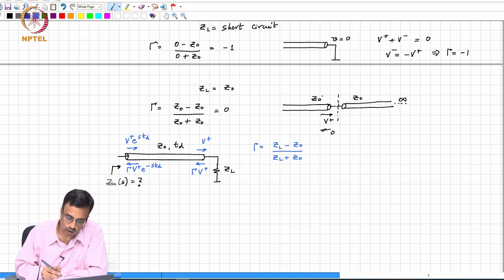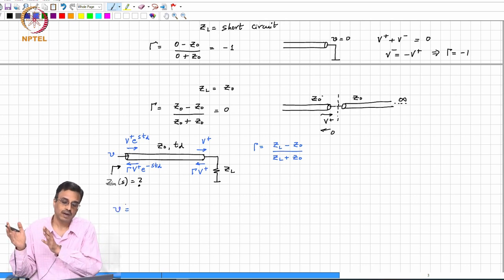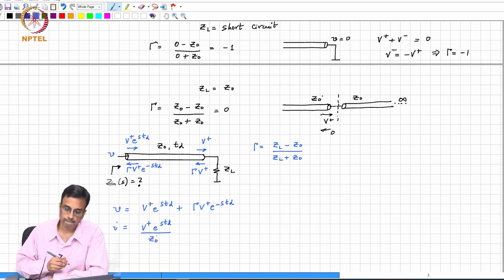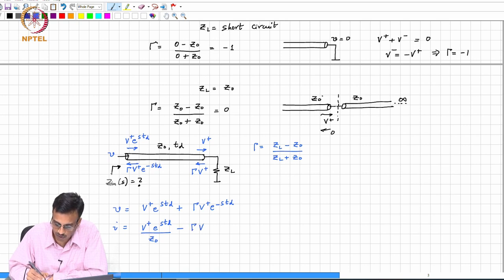So, what can we say about the total voltage at the left end of the line? The voltage is nothing but the sum of the forward going wave and the backward going wave. So, that is nothing but V plus e to the s td plus gamma V plus e to the minus s td. The current is nothing but V plus e to the s td by Z naught minus gamma V plus e to the minus s td by Z naught.